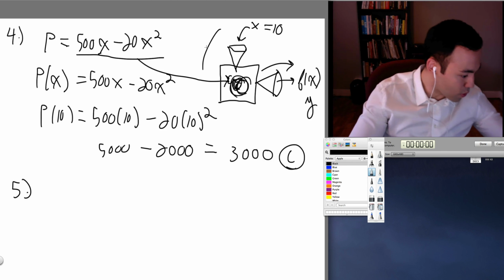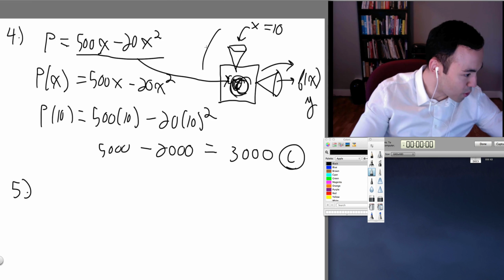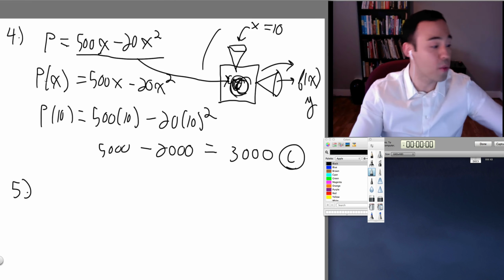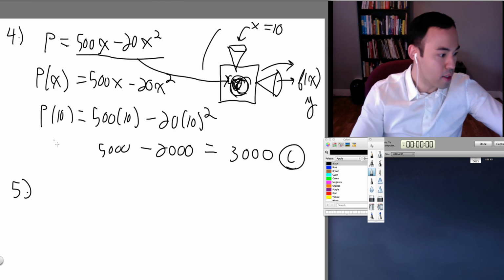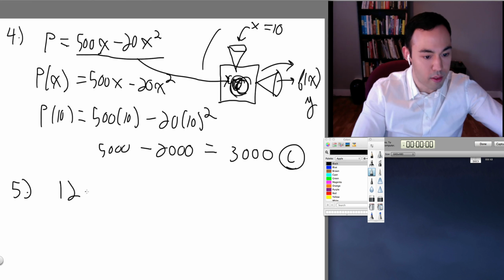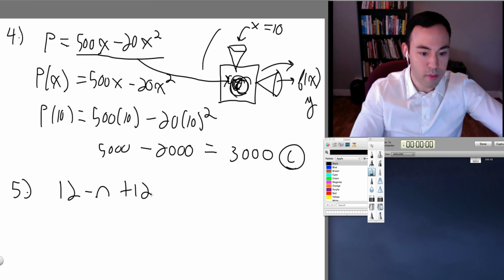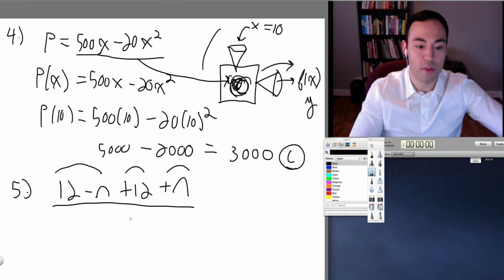Okay, so let's see here. I'm looking off of another screen, another computer, to look at the test. So number 5: what is the average, or arithmetic mean, of the 3 quantities? So we add them together and we divide by how many there are. So there's 1, 2, 3 of them.